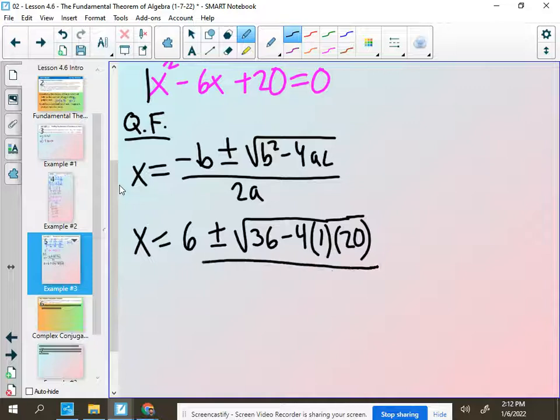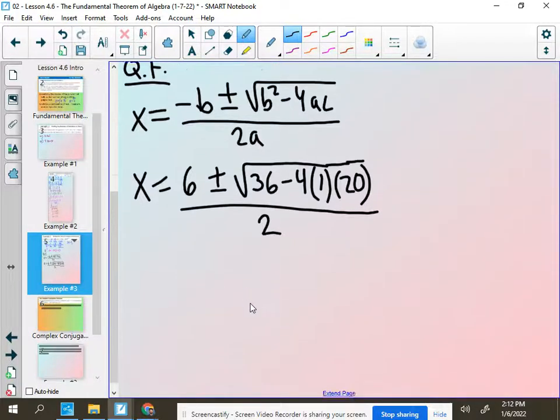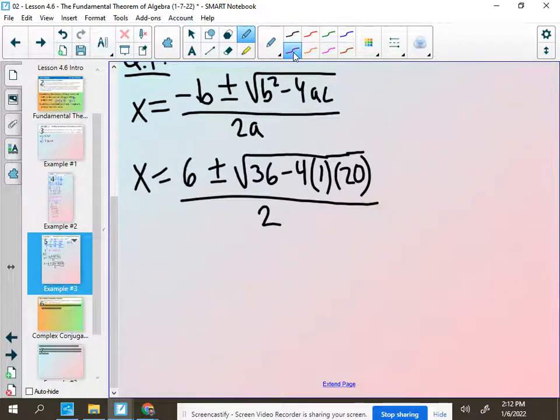All right. And that's all over 2a, 2 times a, which is 2 times 1, which is 2. Okay. Everything's in the right spot there. Now it's a matter of simplifying a little bit at a time. Don't try to do too much. I would say let's leave the 6 and then the over 2.